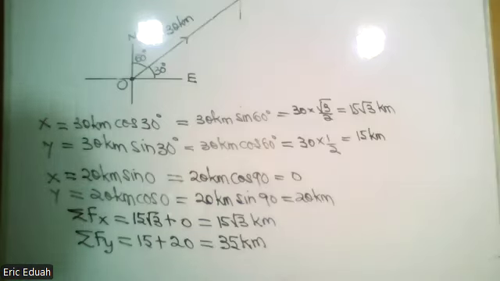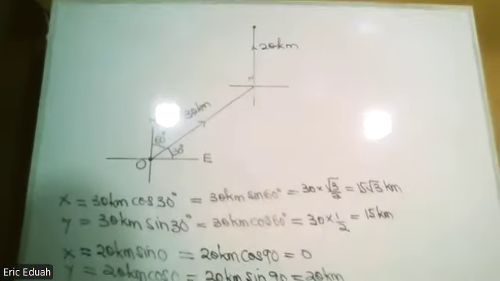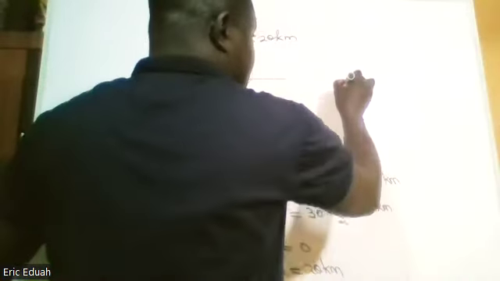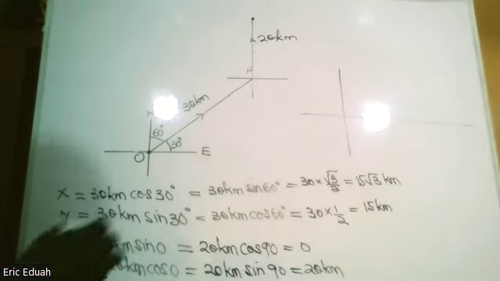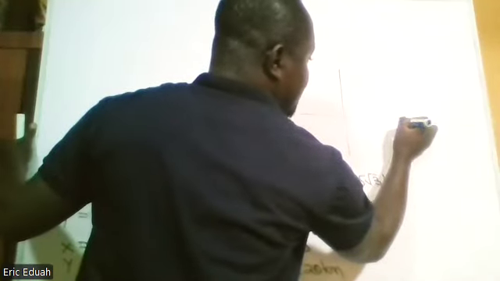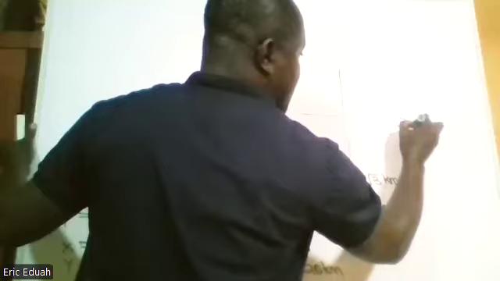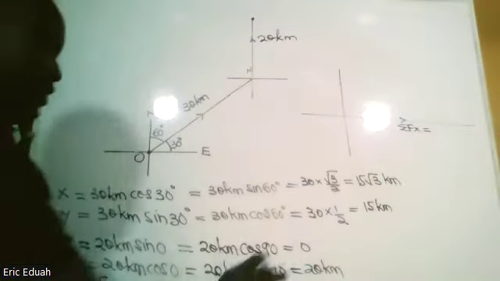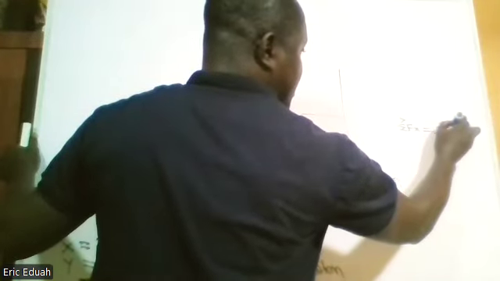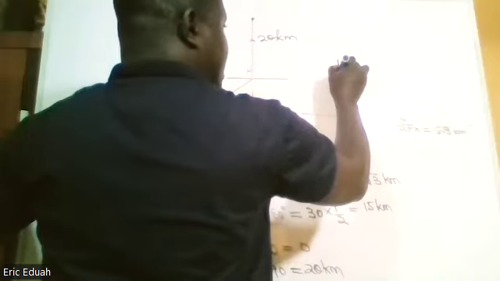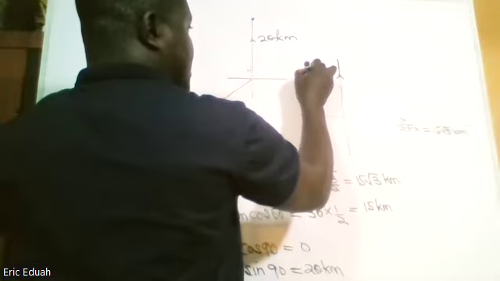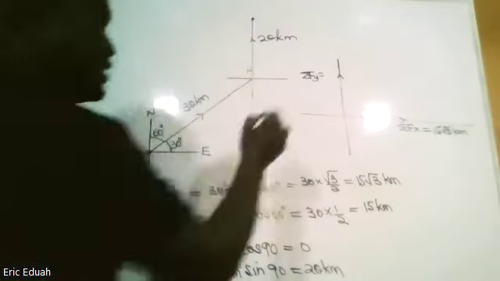Having obtained summation x and summation y, you redraw because you will determine direction as well. So summation f of x is positive, meaning it will be along the positive x axis, and this is giving us 15 root 3. Then summation f of y is also positive, so it will be along the positive y axis. This is equal to 35.